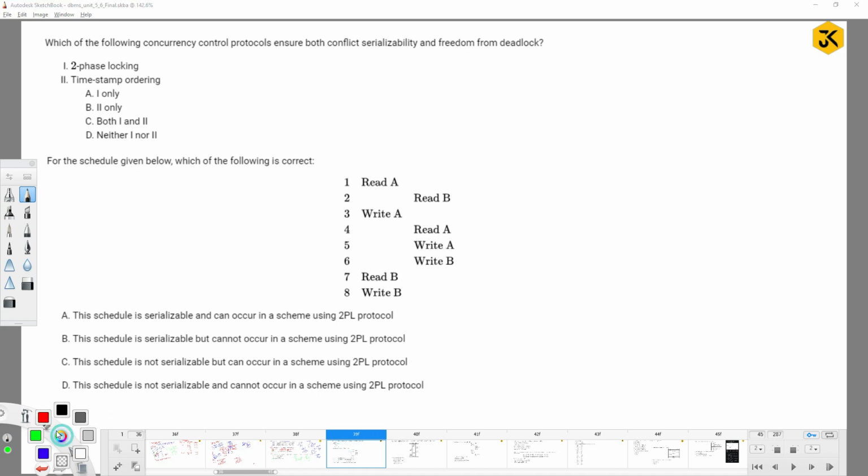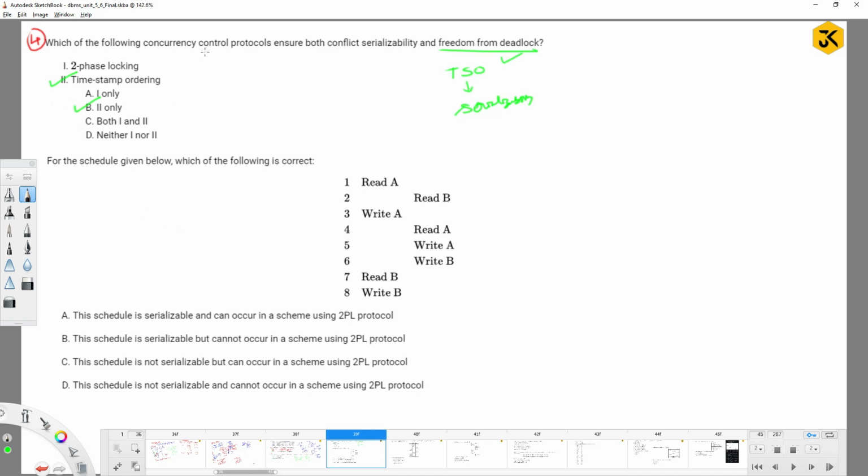Next one. Which of the following concurrency protocols ensures both conflict serializability and freedom from deadlock? Timestamp ordering protocol, right? So if you understood the last classes, you can simply say that the answer is timestamp ordering protocol. So option B is the correct one. Why? In timestamp ordering protocol, the operations are executed in timestamp order. As they are executed in timestamp order, they will definitely achieve serializability, and it is going to be free from deadlock. So the option is timestamp ordering.